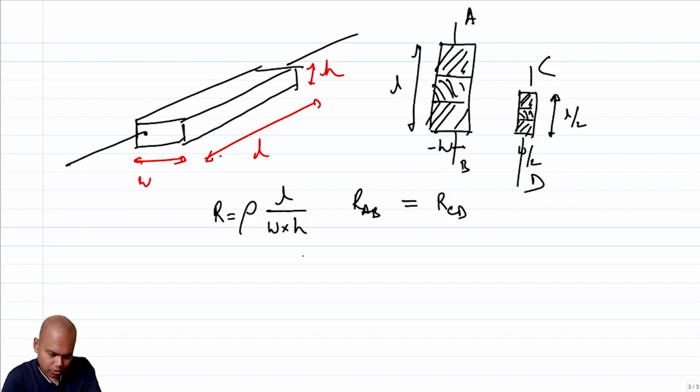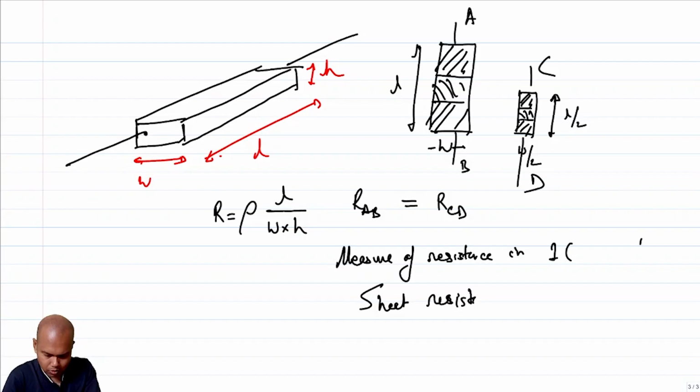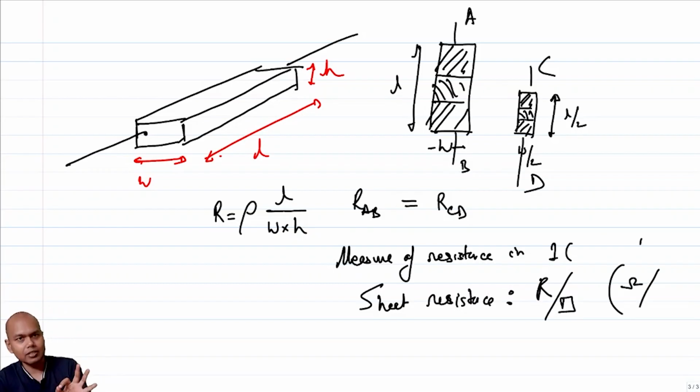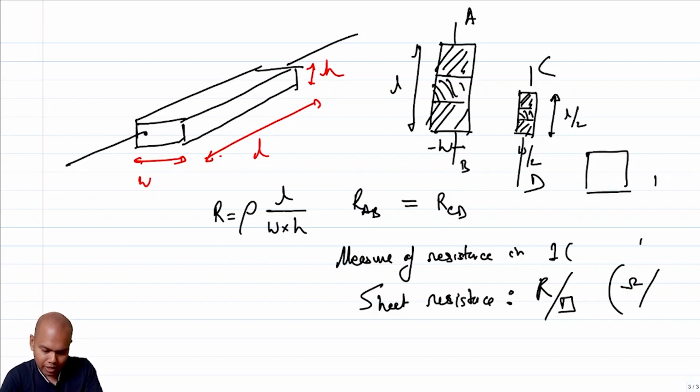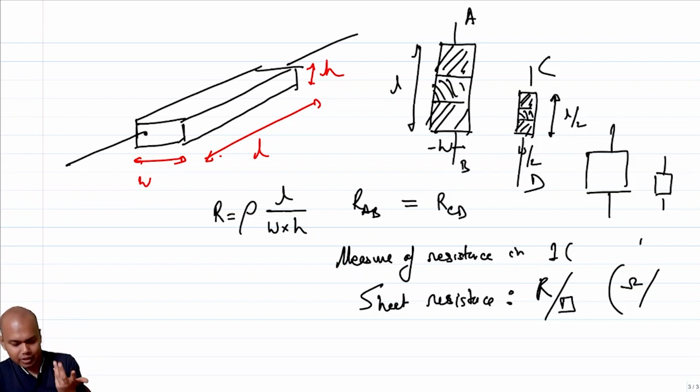So the measure of resistance in ICs is called sheet resistance, or resistance R per square. It's basically resistance per square, where square is unitless, because I know that a square of this size and a square of this size will have the same resistance either way. So the unit is ohm per square.